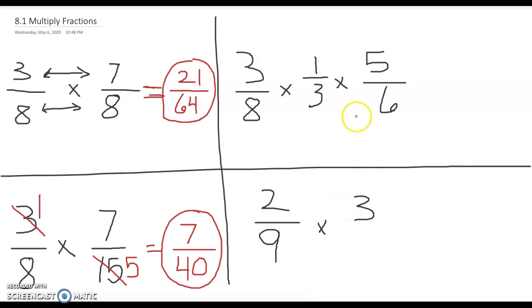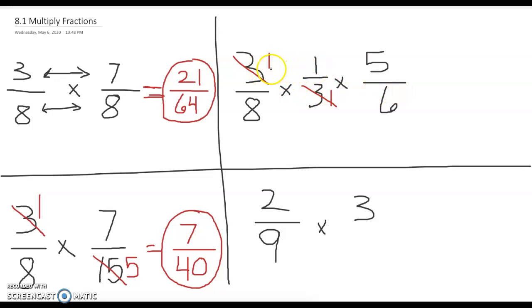Next, you're going to see problems with 3 sets of fractions. Right here we have 3 over 8 times 1 over 3 times 5 over 6. The first thing we have to do is not panic and look for if we can cross cancel anything. The first thing I see is a set of 3s, so we definitely can cross cancel here. We're going to just cross cancel the 3s. And now we can't do anything else, so therefore we just go ahead and multiply across.